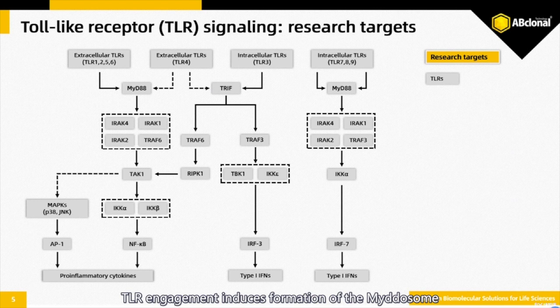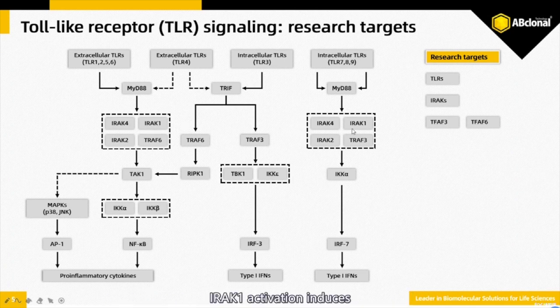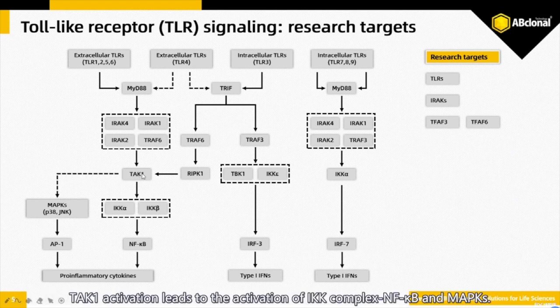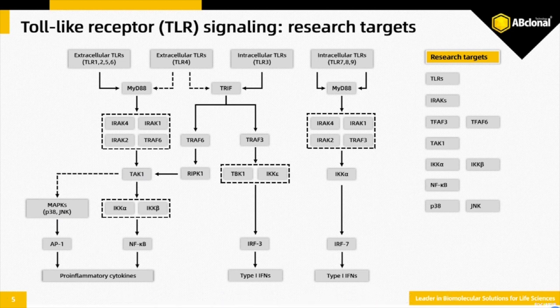TLR engagement induces formation of the myddosome, which is based on MyD88 and also contains IRAK1 and IRAK4. IRAK1 activation induces TRAF6 activation following K63 linked polyubiquitination on TRAF6 itself and TAK1. TAK1 activation leads to the activation of IKK complex, NF-κB, and MAPK. MAPK activation leads to AP1's transcription factors activation.